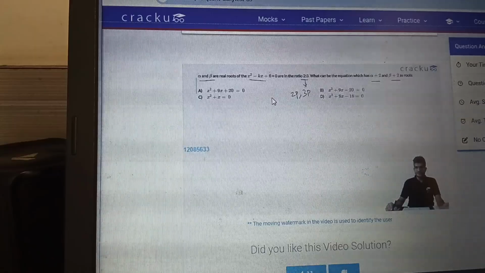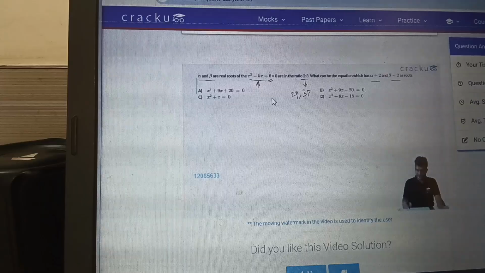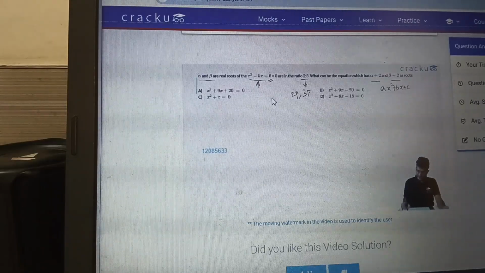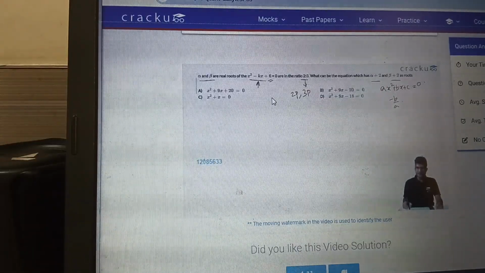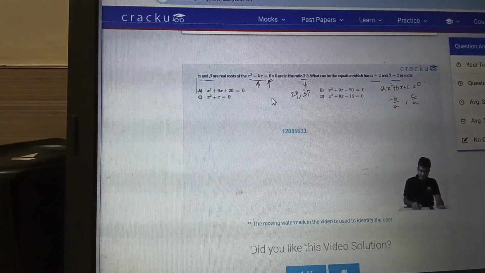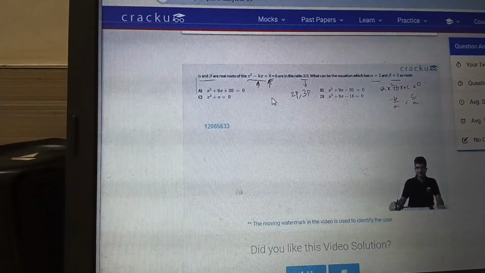We know that the product of the roots of the given quadratic equation is equal to 6, because we know that in a quadratic equation which is of the form ax square plus bx plus c is equal to 0, the sum of the roots will be minus b by a, and the product of the roots will be equal to c by a. So in this particular case, the product of the roots is equal to 6 divided by the coefficient of x square, which is 1. So the product of the roots is 6.